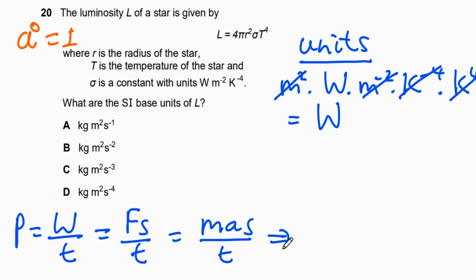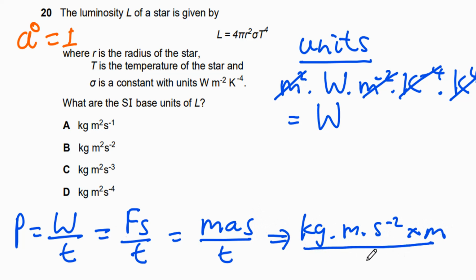Now we can write down the SI units or SI base units. Mass is in kilograms. Acceleration is in meters per second squared. And of course, times displacement, which is in meters. Time is in seconds. I'm going to continue over here.